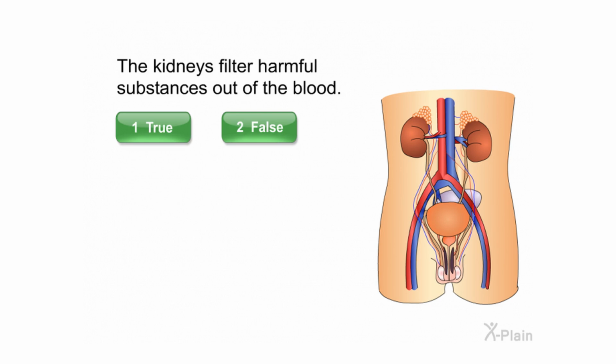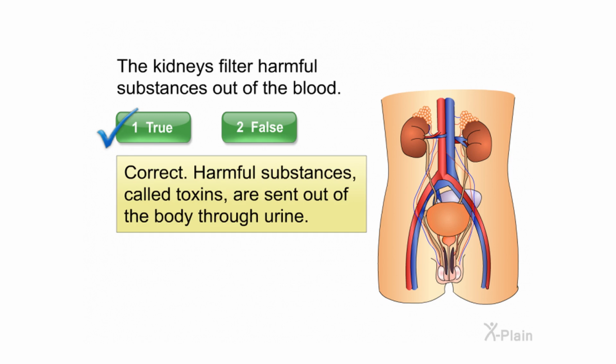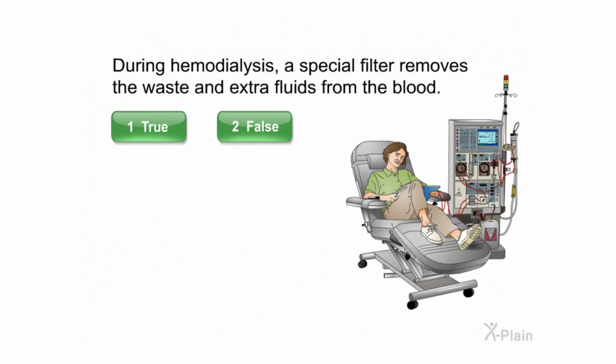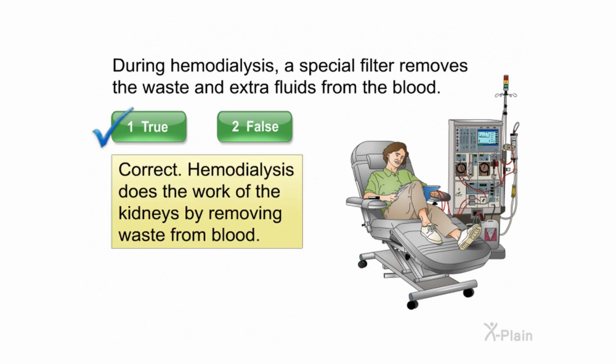Select true or false. Correct. Harmful substances called toxins are sent out of the body through urine. During hemodialysis, a special filter removes the waste and extra fluids from the blood. Select true or false. Correct. Hemodialysis does the work of the kidneys by removing waste from blood.